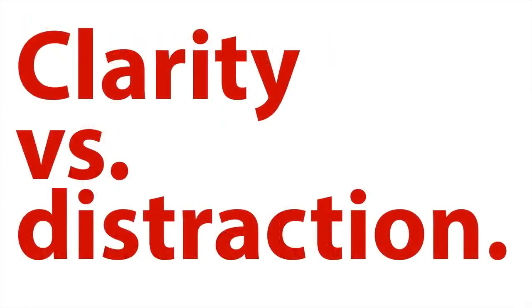Clarity versus distraction. There are things that can go wrong in graphics. Number one is colors. Colors can actually be a problem. Also, three-dimensional or false third dimensions are nearly always a distraction. One that gets a little touchy for some people is interaction.